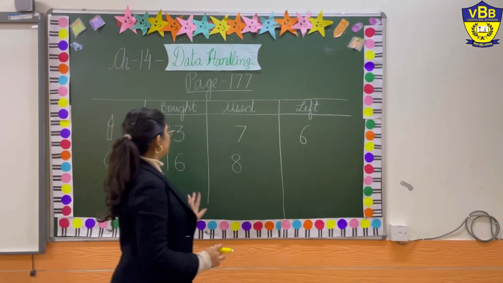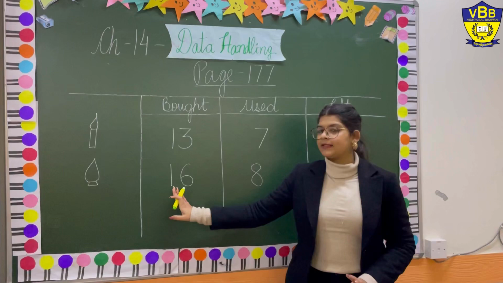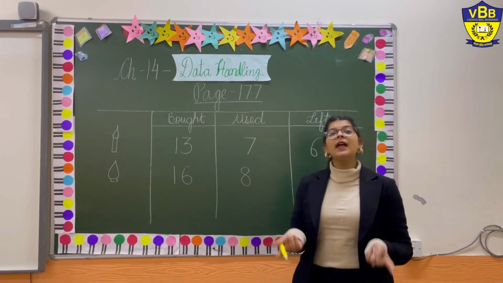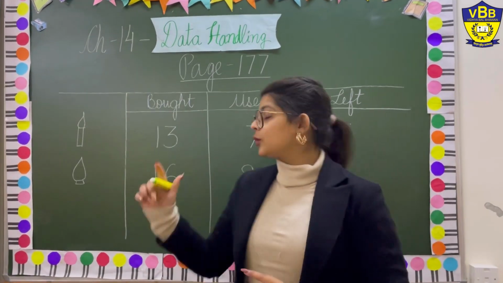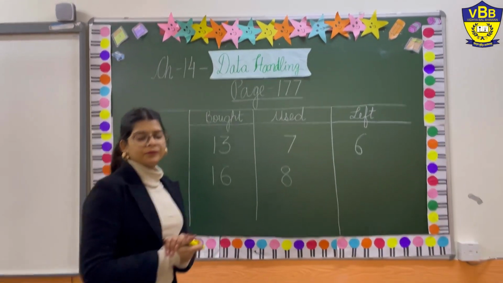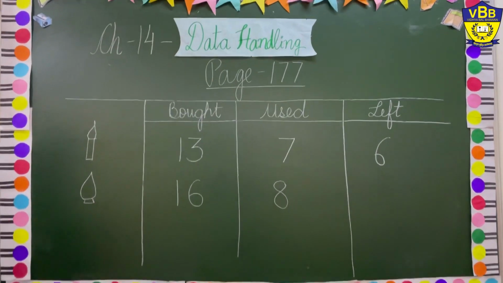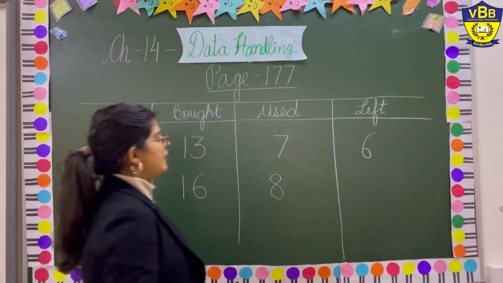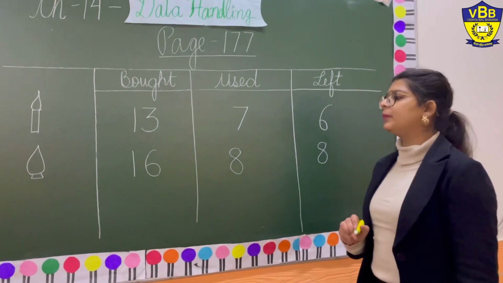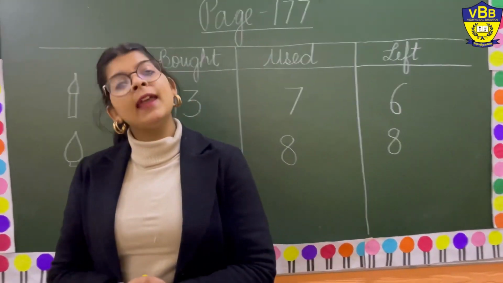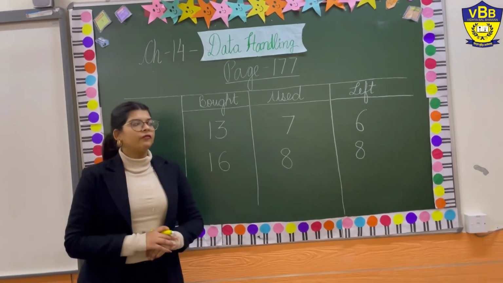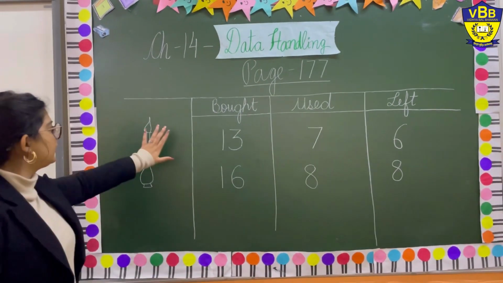Now you are going to minus 8 from 16 and you will get the leftover number of items that is left with her. So 16 minus 8 is, do it by yourself. Very good. The number of bulbs left with her is 8, because 16 minus 8 is 8. Very good. I hope you have done this much.